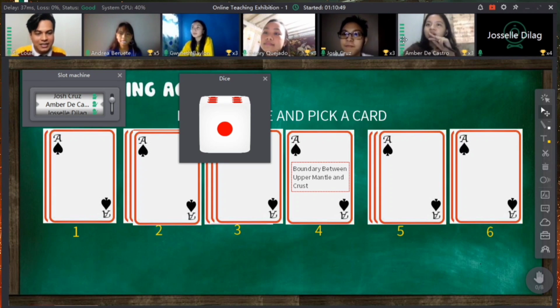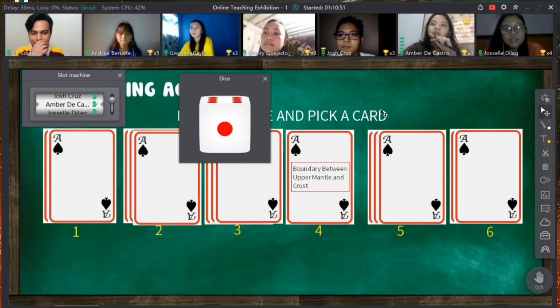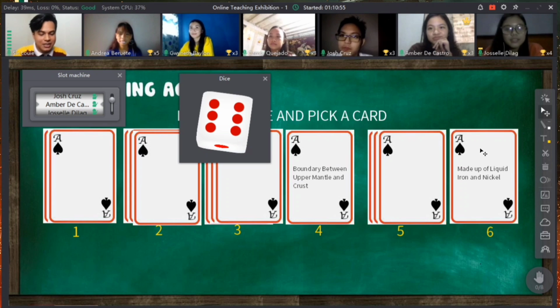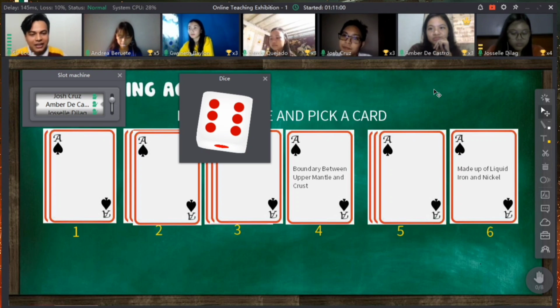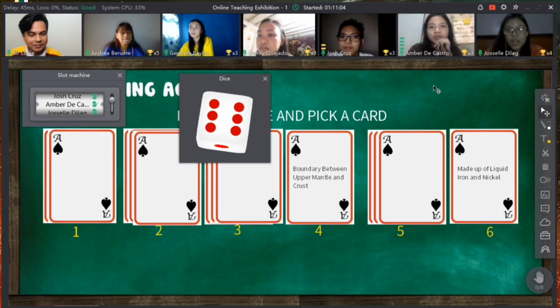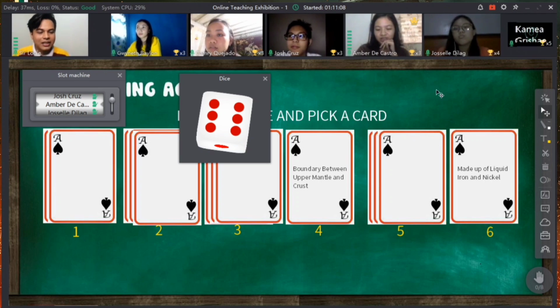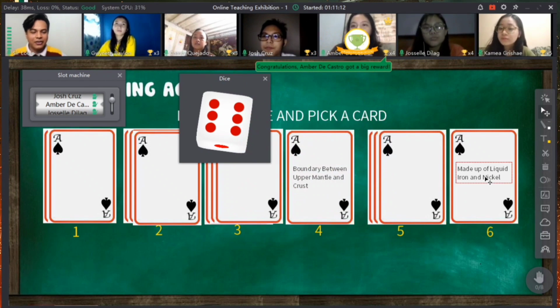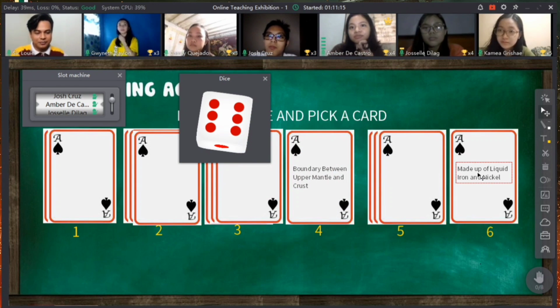Kindly click the dice. Yeah. Okay, card number 6. It is made up of liquid iron and nickel. Outermost core. Okay, it is the outer core. It is made up of liquid iron and nickel.